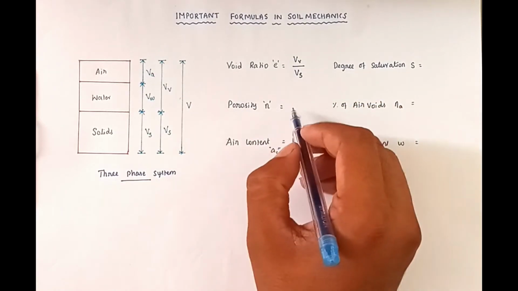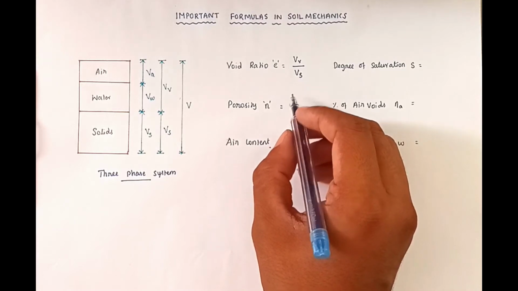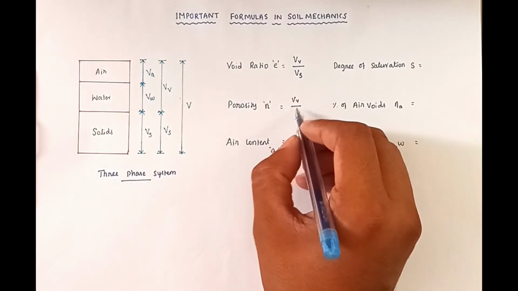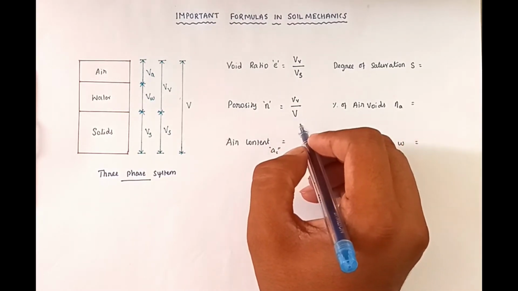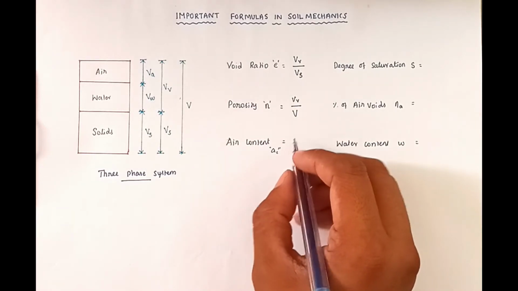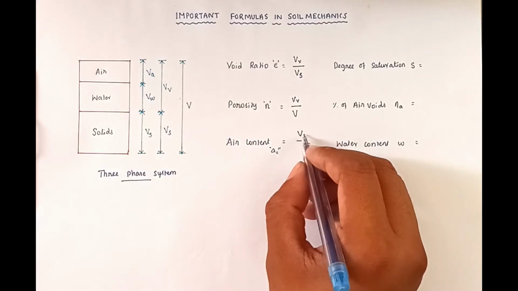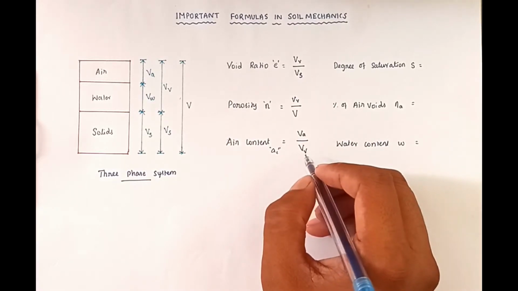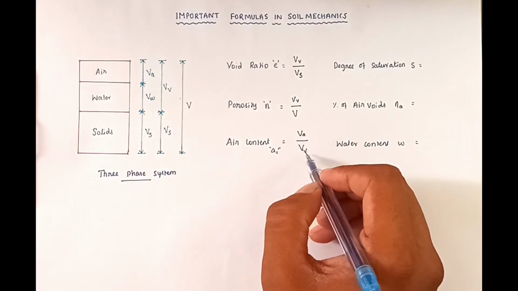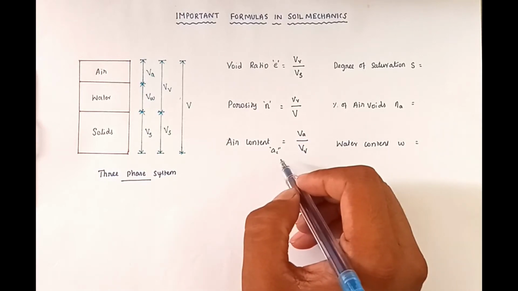Then porosity, it's denoted as n. It is the volume of voids present in the total volume of soil sample. Next one is air content. The air content means the amount of air present in the volume of voids. So how much amount of air is present in the volume of voids, it is called air content.